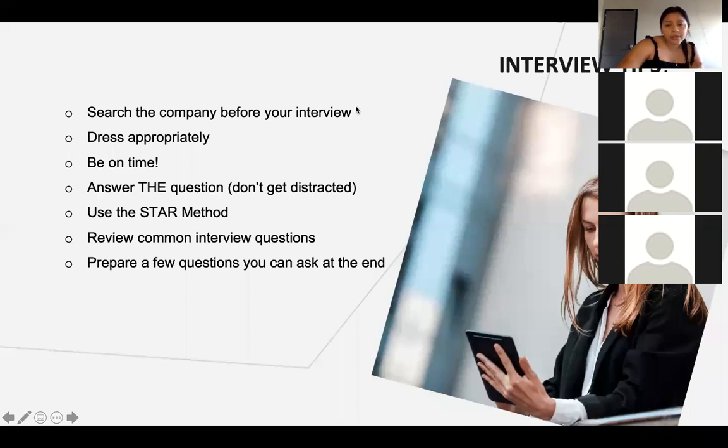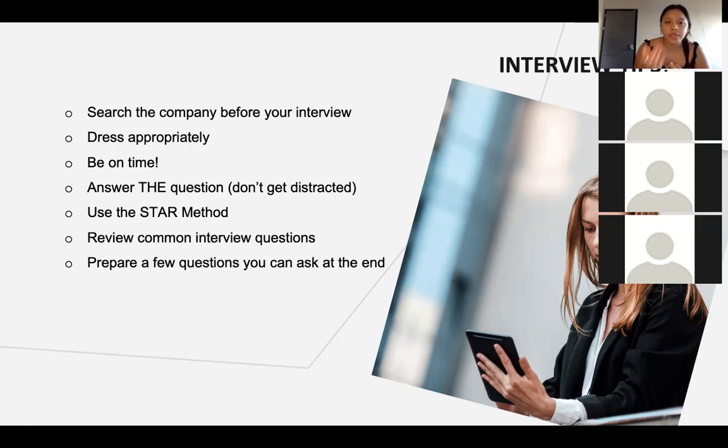Because all of the interviews are different, and right now they're offered also in different ways, like phone call, video call, or in person, we're going to give you just a few tips, right? So search the company before your interview. Make sure that you do some research on what company you're going to work for if you don't know.